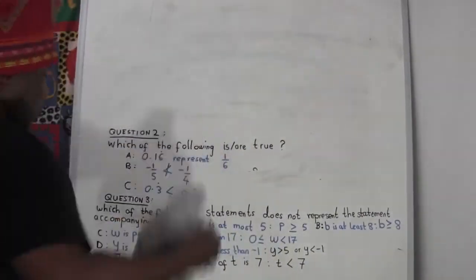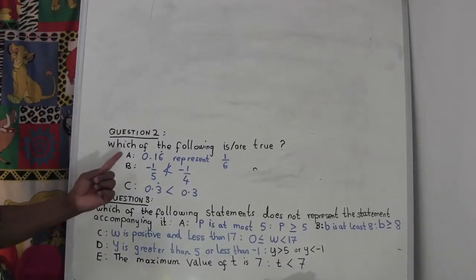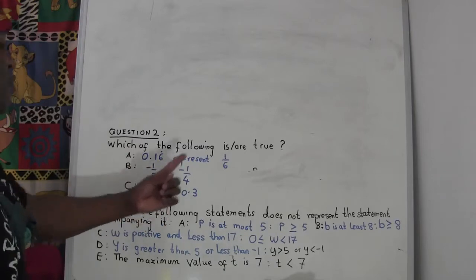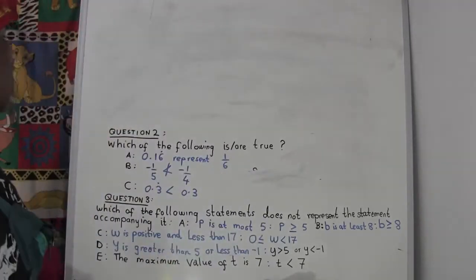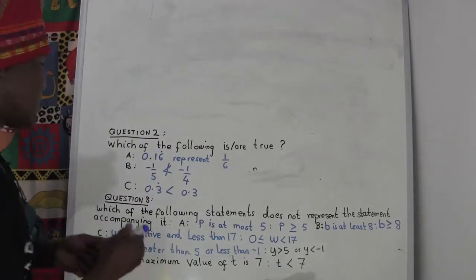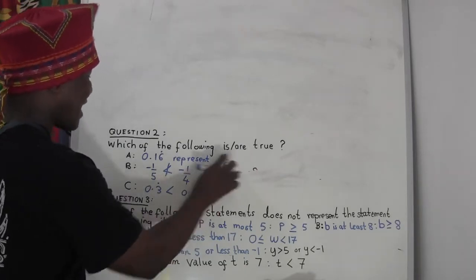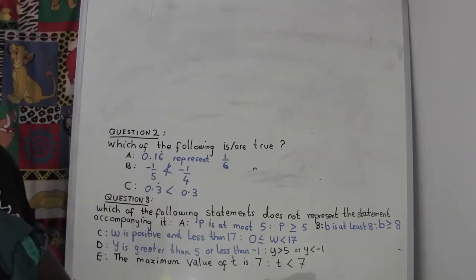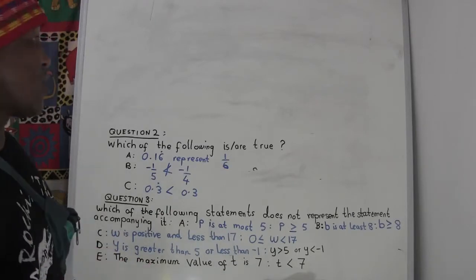Okay, cool. Now let's go to question number 2. So question number 2, they say which of the following are true? So let's start with the first one: 0.16 repeating represents 1/6. So this is how you solve it. In other words, take this number and change it to a fraction and see if it's true, or I can take this and divide and come here to see if it's true. Either way. You can use a calculator, but you have to work it out.